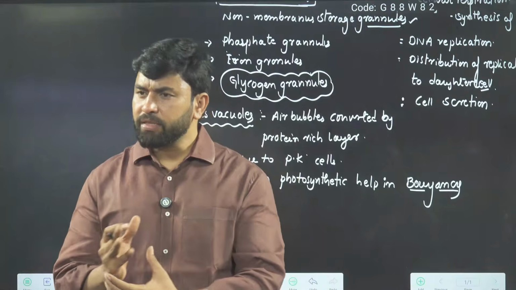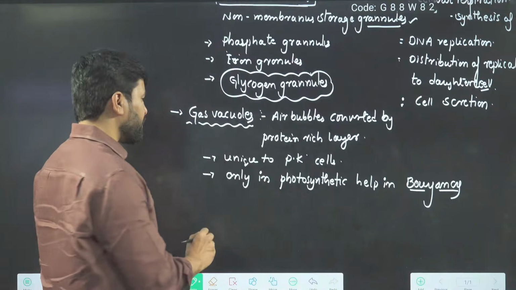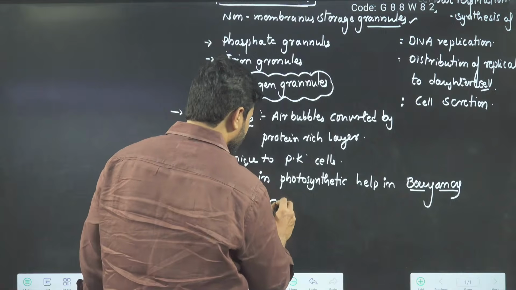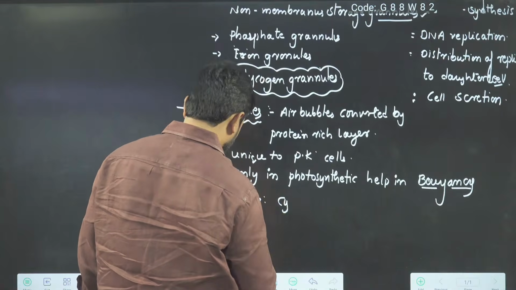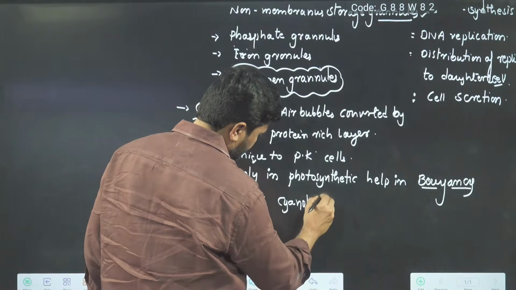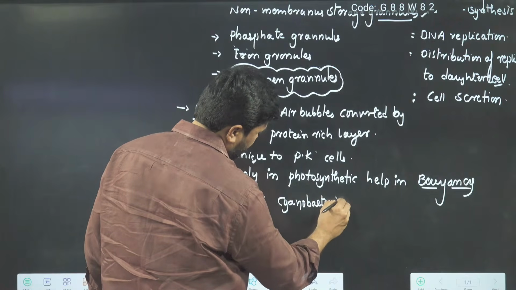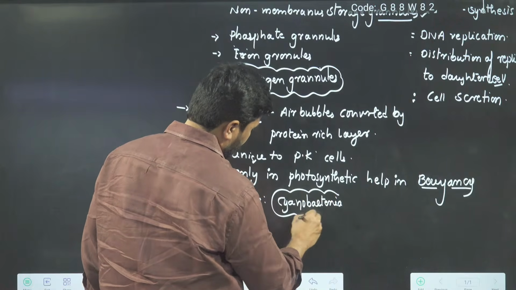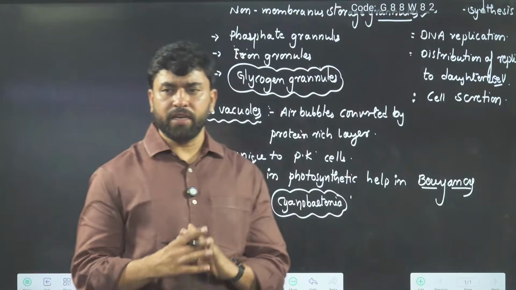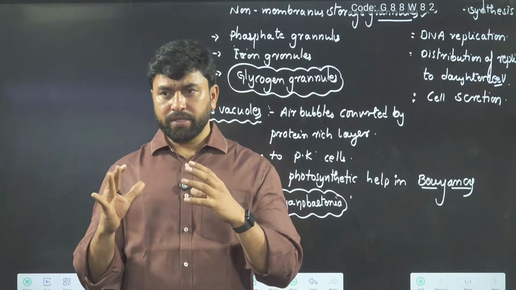Could you name some examples of photosynthetic bacteria? Well-known one, give me. Very good. Cyanobacteria. Like this, we have a variety of structures inside a prokaryotic cell.